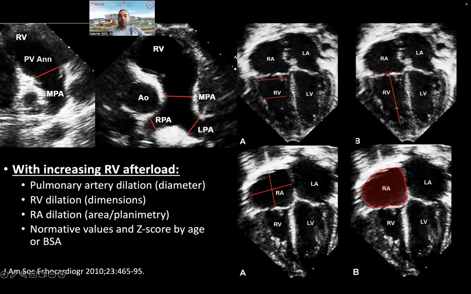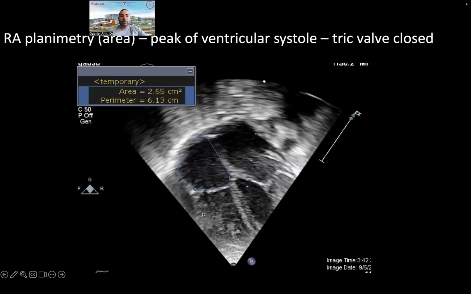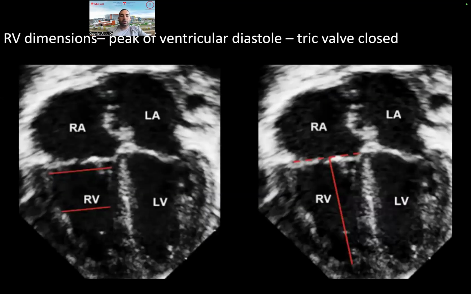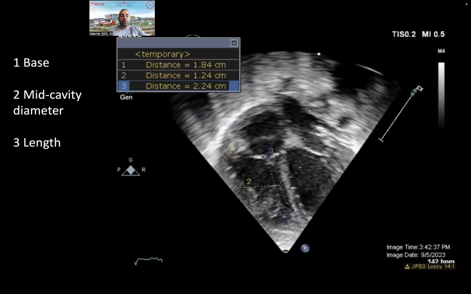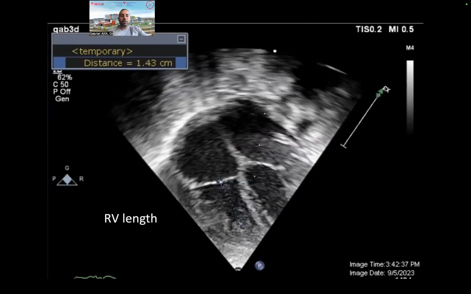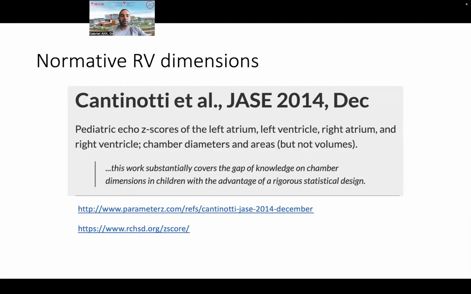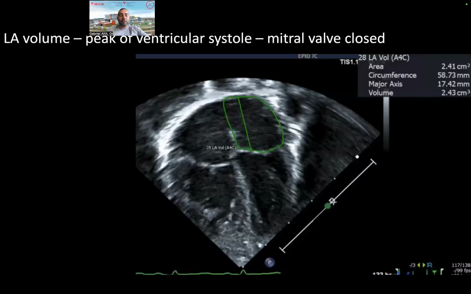So here, this is an example of right atrial planimetry. This is done when the RA is the most filled, and that's when the tricuspid valve is closed at the peak of systole. Same thing for the diameter of the right atrium. Example of planimetry here. Example of doing these measurements for the length, and you can also do the length in systole. And there are normative RV dimensions that are published, and you can access them through Parameter Z.